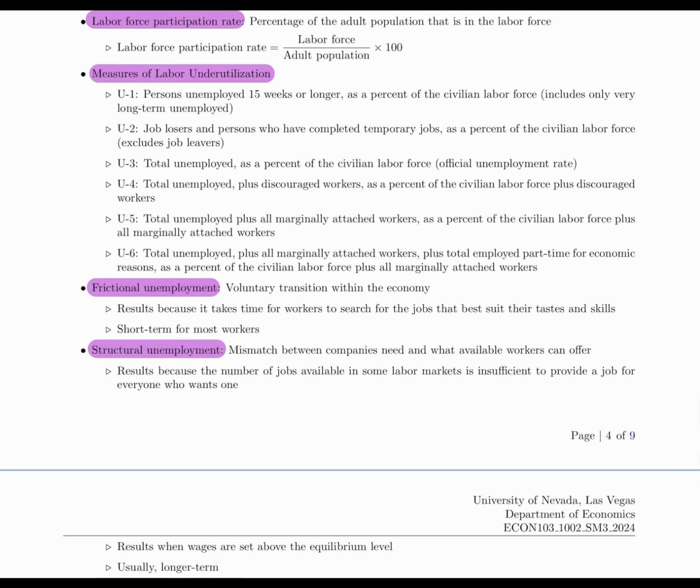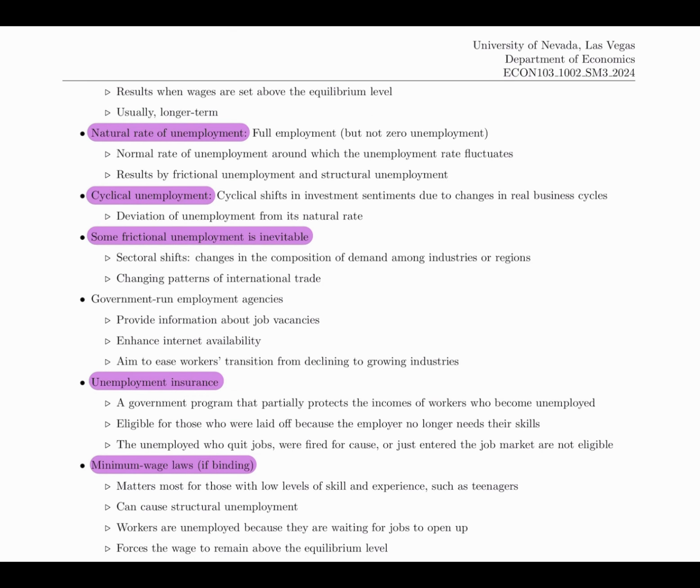Another important note is the nature of frictional unemployment, which is the voluntary transition within the economy, and structural unemployment, which is the mismatch between what companies need and what available workers can offer. You should look up some examples that apply to these types of unemployment. Then there is the natural rate of unemployment or full employment, which is not zero unemployment. When the economy is at a steady state, frictional unemployment and structural unemployment can still exist.